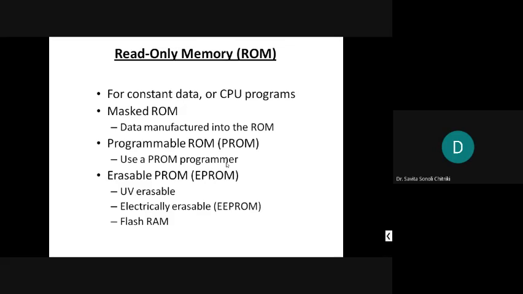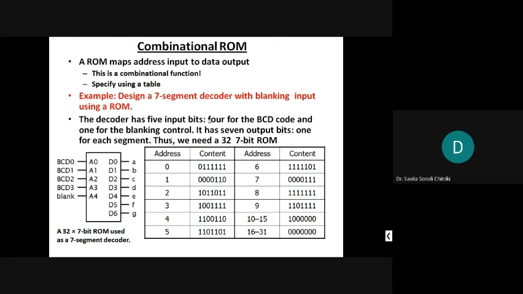Next, another new type of ROM is the erasable PROM, which we call EPROM. How can the entire cells be erased? Using ultraviolet rays, it will be erased. Or if it is electrically erased, that kind of ROM is called EEPROM, electrically erasable programmable ROM. And one more is flash memory, which also comes under ROM only. So this is one example of a combinational ROM.